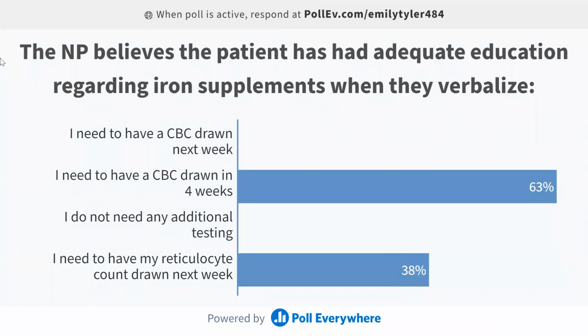Iron, I want to draw what at 4 weeks? I want an H&H and a ferritin 1 month after starting therapy. So CBC in 4 weeks is the right answer.